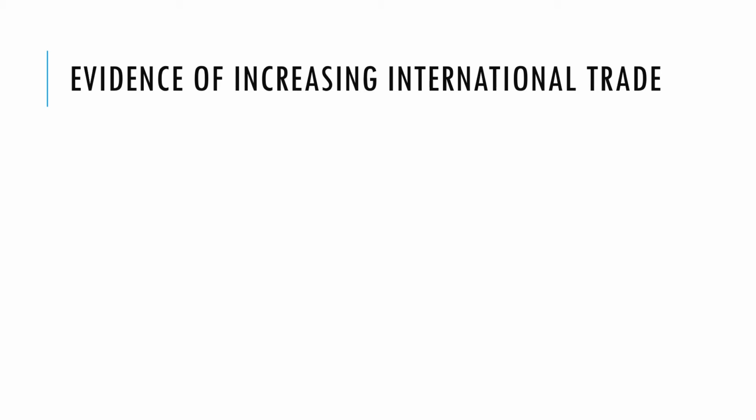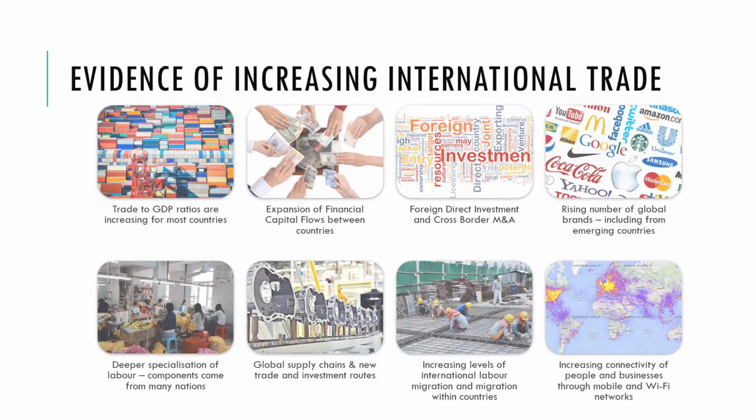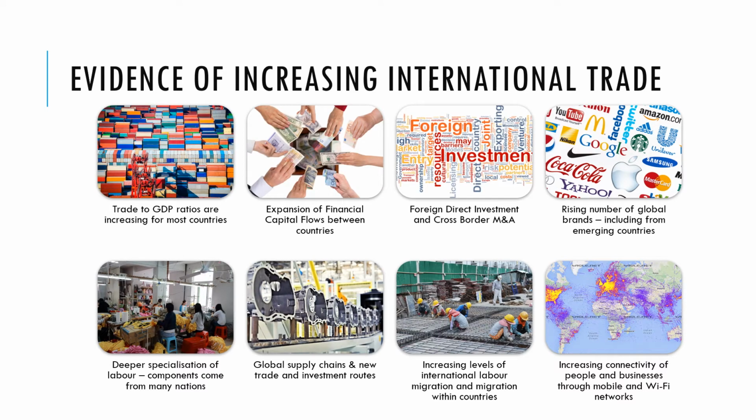So when we look around the world, we see over time, particularly over the last 40 years, an increasing volume of international trade. Now, what evidence do we have for that? Well, if we look at the volume of goods traded compared to GDP, the trade to GDP ratios have increased for most countries. When we monitor the amount of money flowing between countries, we see that there are more movements of money between countries. When we look at companies buying other companies across borders, we see that there are increased amounts of FDI.